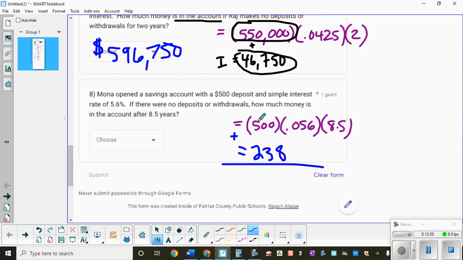So if it earned 238 and it started out with 500, we're going to be at 738 now. So we're just adding those up. Okay, that was just a big plus sign. And that's how much money would be in the account now after the 8.5 years. And so this would be the final answer for that one, 738.